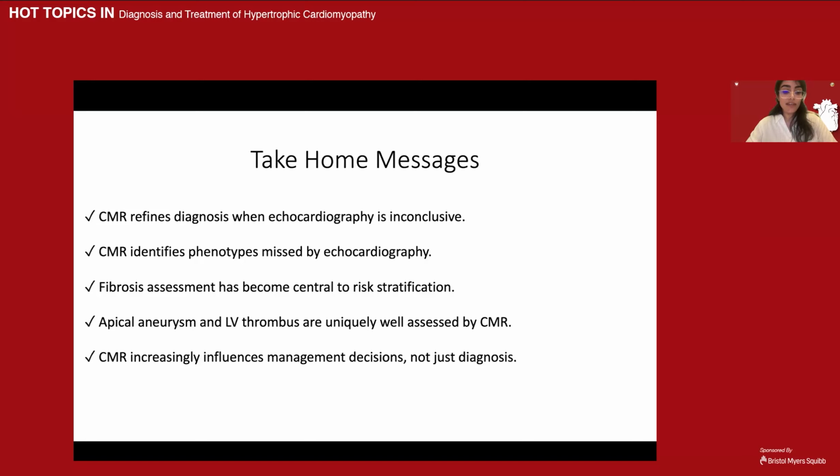And finally, CMR is increasingly influencing management decisions, not only through diagnosis and risk assessment, but potentially through monitoring therapeutic response as well. And thank you so much for your time and attention.